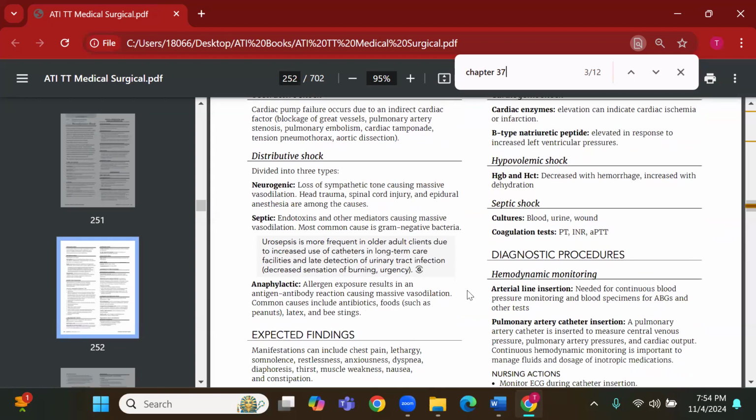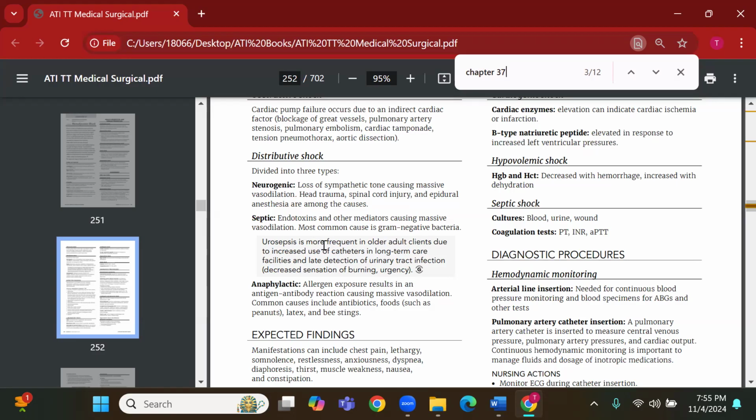Septic shock. It says endotoxins and other mediators causing massive vasodilation. Most common cause is gram-negative bacteria. I think I'd write that down. What causes septic shock? Remember, if you were with me in pharm, gram-negative bacteria are harder to kill. They have 3 layers to them, and it's harder for the antibiotics to get to them.